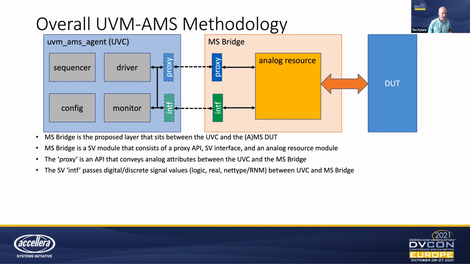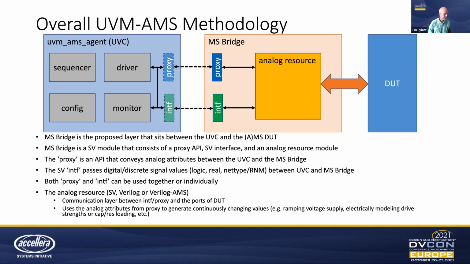So the interface is still there. It's still used to convey the information across your digital or discrete value signals. So you still have control signals and things that you can drive directly from the UVC, and those will communicate through the interface. And this is a complete MS bridge. If all you're doing is driving real numbers, then maybe you don't need a proxy. Or maybe you're only driving continuously changing signals that have to be programmed through the proxy, then you wouldn't need the interface. So the proxy and the interface can be used in conjunction with each other or individually, depending on your needs.